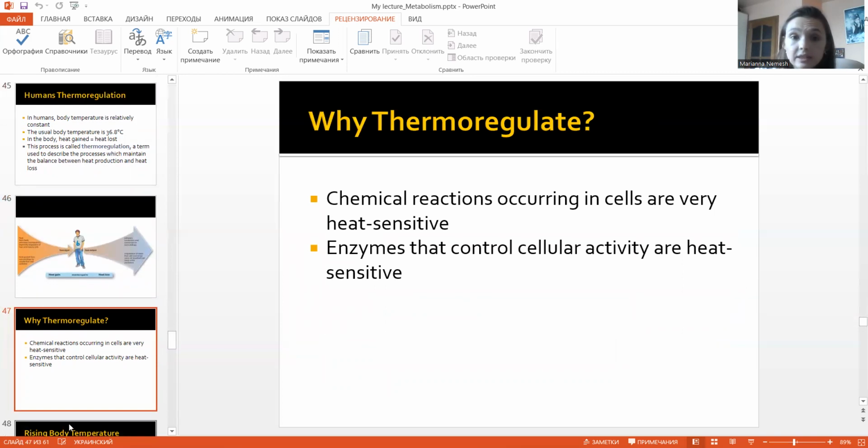How can we thermoregulate? Chemical reactions occurring in a cell are very heat sensitive. Enzymes that control cellular activity are also heat sensitive.